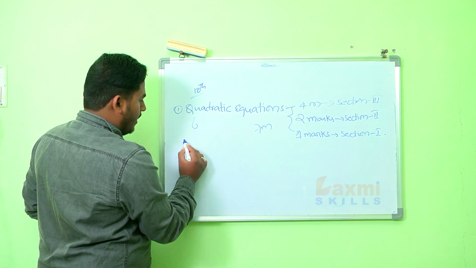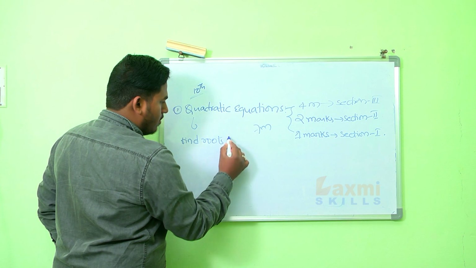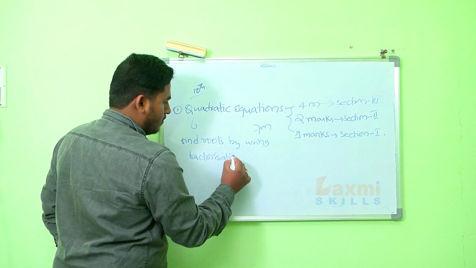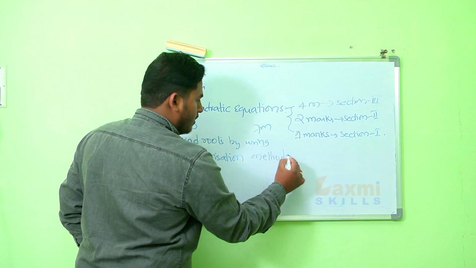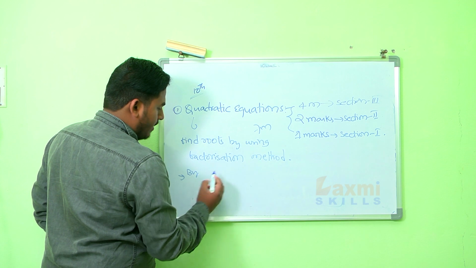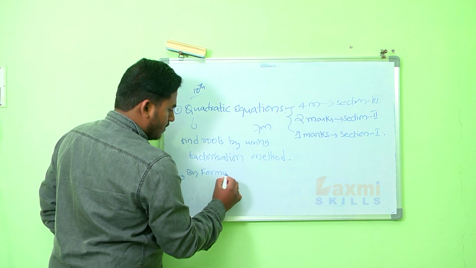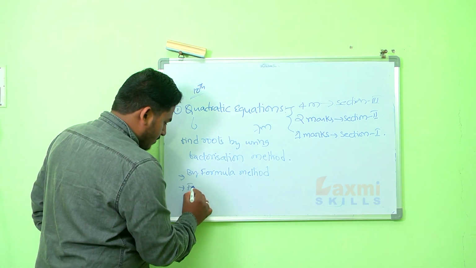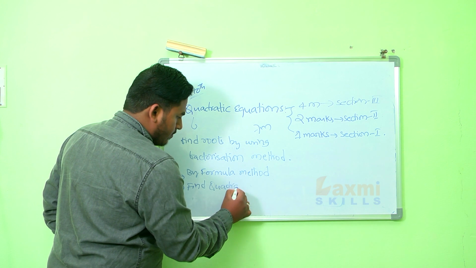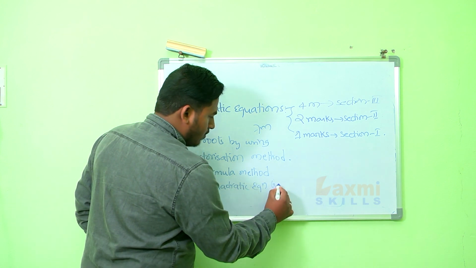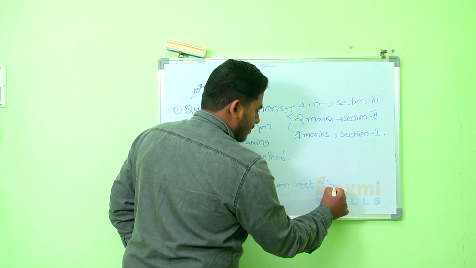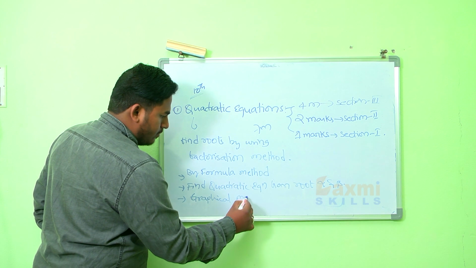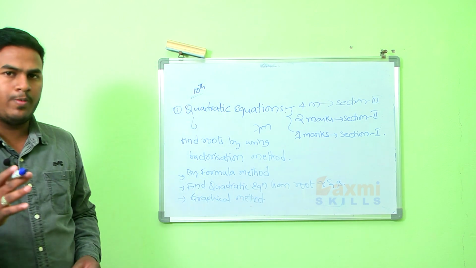So what does it consist of? It consists of finding roots by using the factorization method, by the formula method, finding quadratic equations from roots alpha and beta, and the graphical method. These are the main things which we will be covering in quadratic equations.